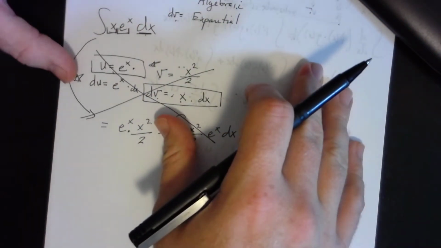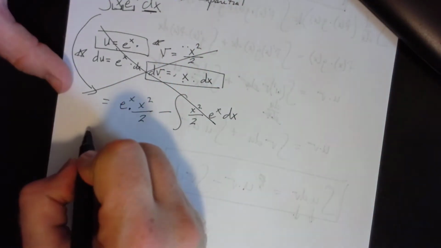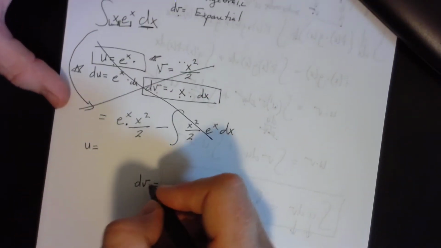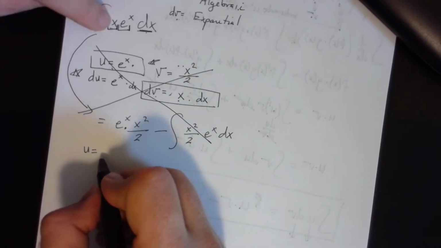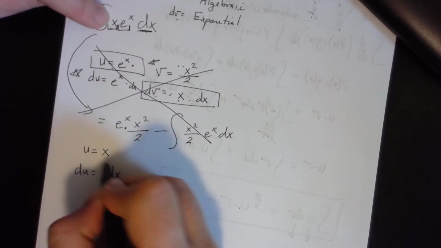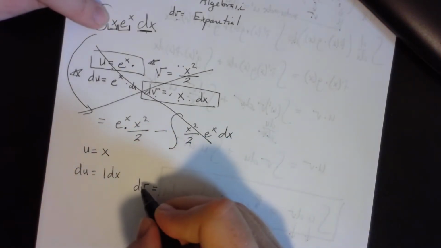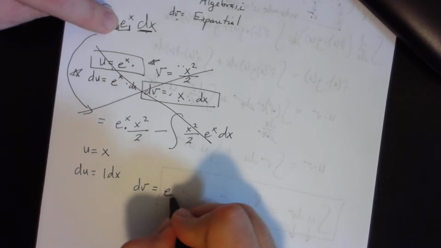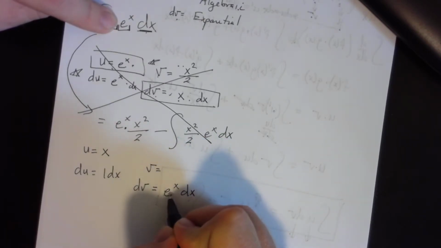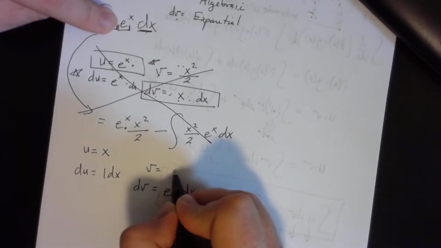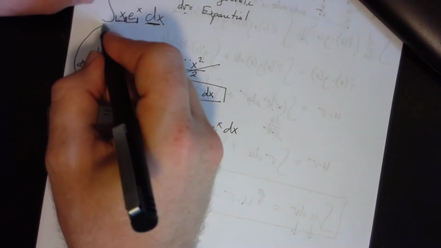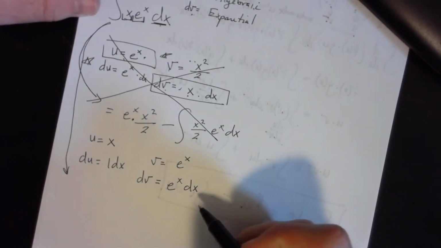So very quickly trying to do this exact same problem with a different identification of my functions. My u will now be x. Therefore, my du is 1 dx. And again, notice how that simplifies. My dv will be the other piece that I didn't select. So e to the x, again, dx. And integrating that is very simplistic in the integration technique, since the integral of e to the x is simply e to the x.